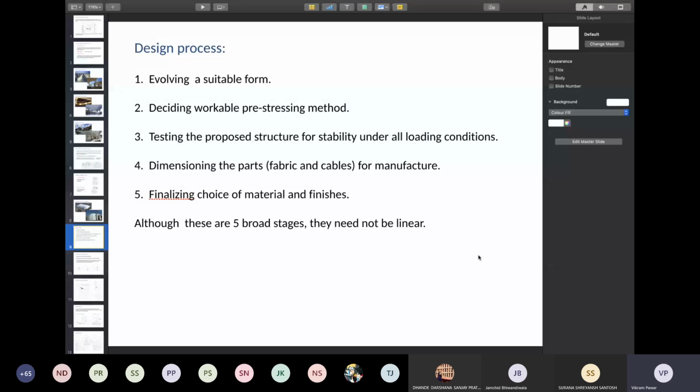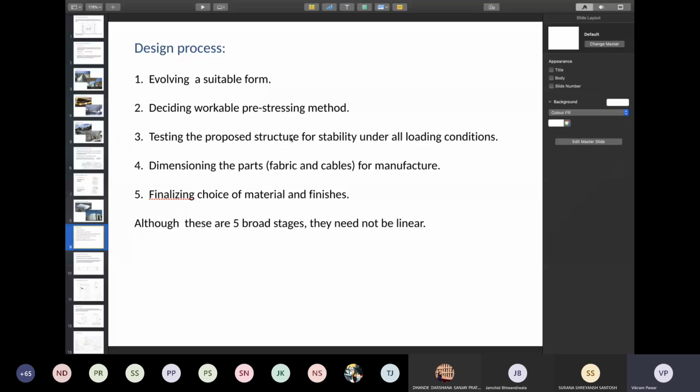And it is not just through sketches. Your soap bubble models are photographed and analyzed, and then you come up with the most suitable structure that you want. The third stage is the engineering stage, where testing of the proposed structure for stability under all loading conditions is considered. At least in our studio, when somebody is exploring a tensile structure and we make the diagram, we try to incorporate this stage as well.